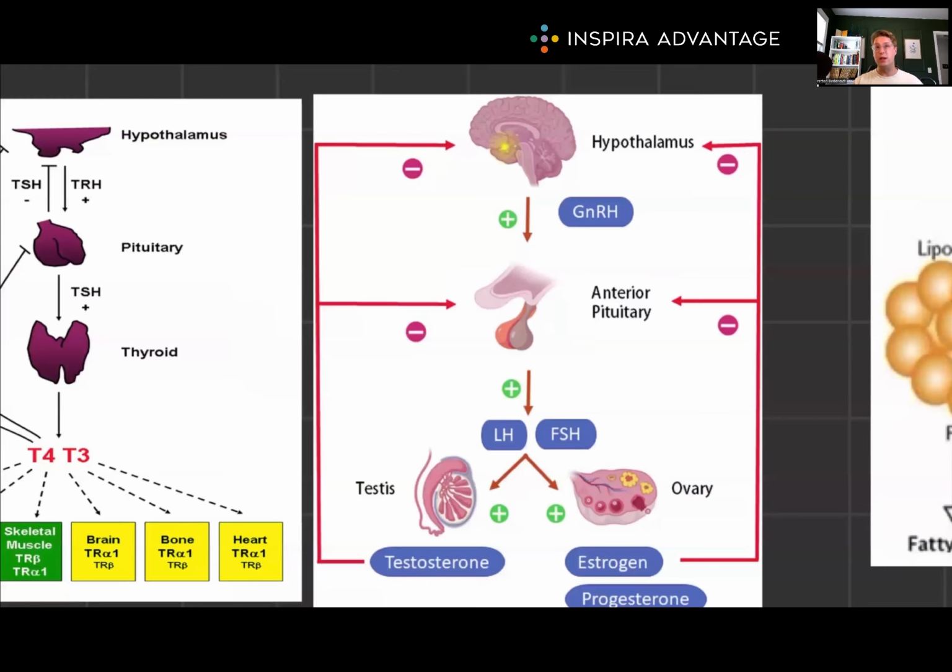Then we've got the HPG, or hypothalamic pituitary gonadal axis. This is regulating reproduction. So the hypothalamus is releasing GnRH, which causes the pituitary to release FSH and LH. Then the gonads release various sex hormones, testosterone in the boys, and estrogen and progesterone in the women.